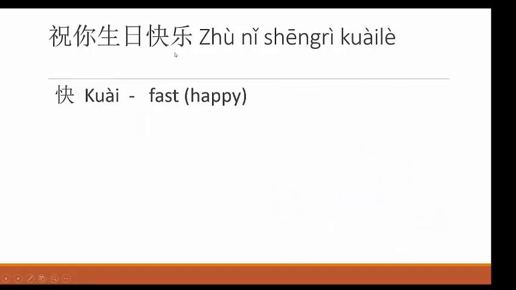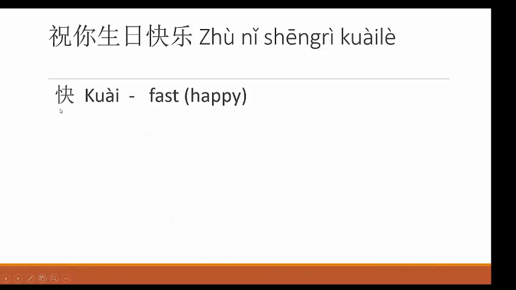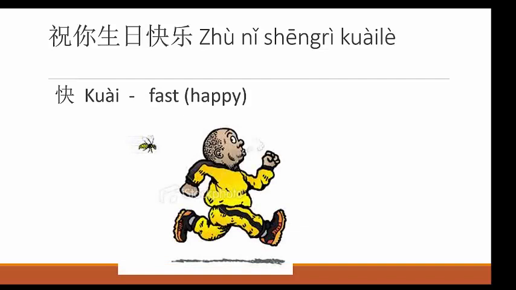The next character we don't know from this phrase is Kuai, which is part of happy. It means fast. It has the heart radical because your heart can beat fast or slow. And then it has this shape that I think looks kind of like a person running. It has the 2 legs and the pumping arms.